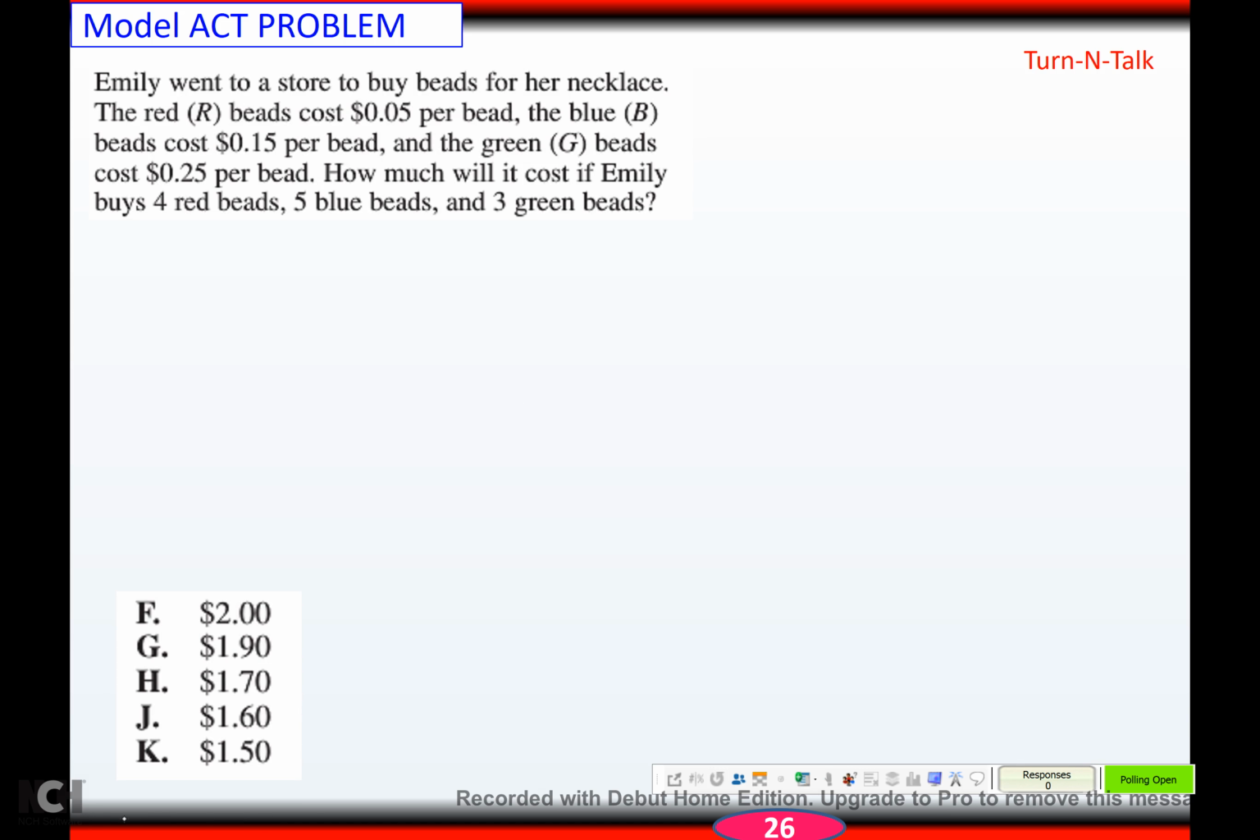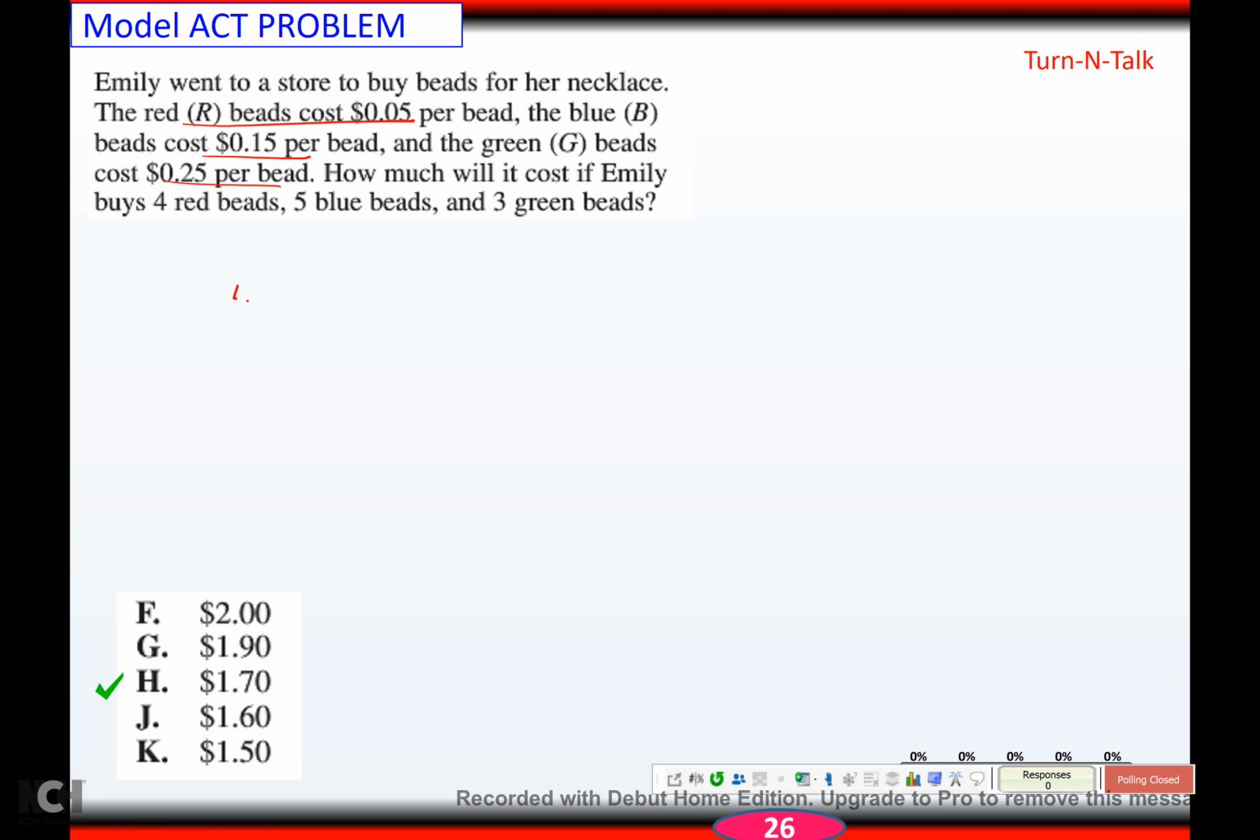Okay, try this one. Hit pause. Come back when you're ready. And you should get $1.70. It says Emily went to a store to buy beads for her necklace. The red beads cost 0.5 per bead, the blue costs 15 cents a bead, and the green is 25 cents a bead. How much will it cost if Emily buys 4 red, 5 black, and 3 green?